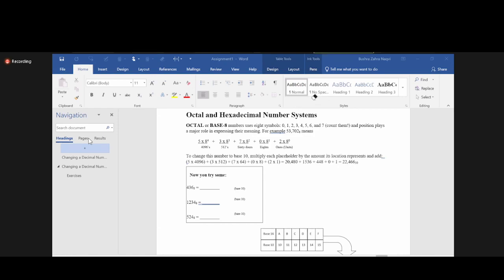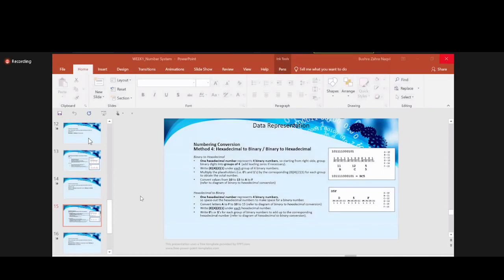All right. So, I think I closed this document and then open it again.